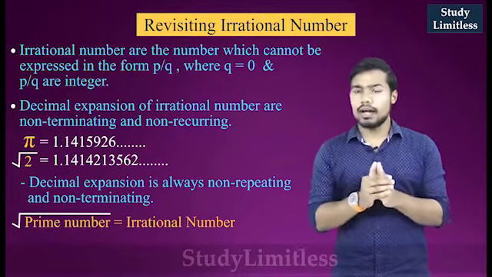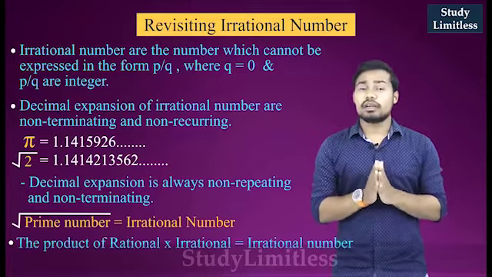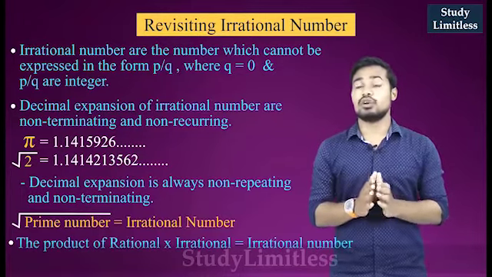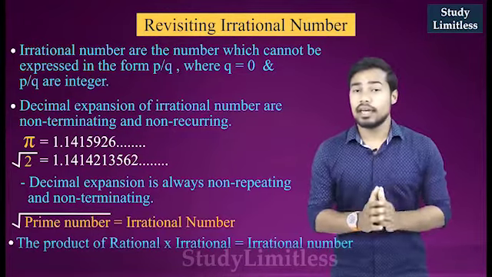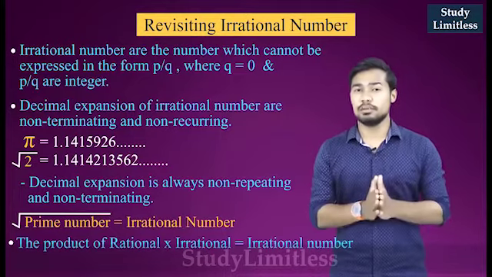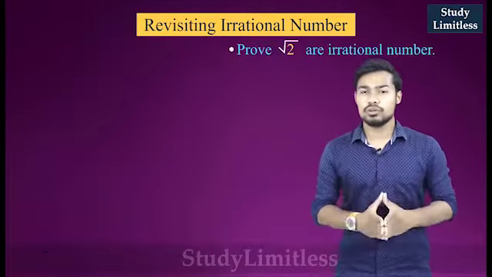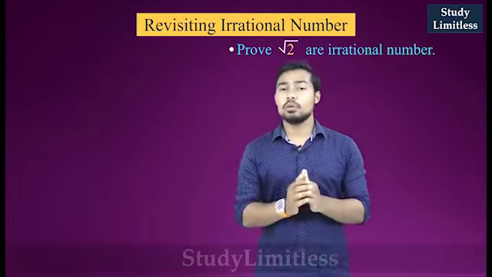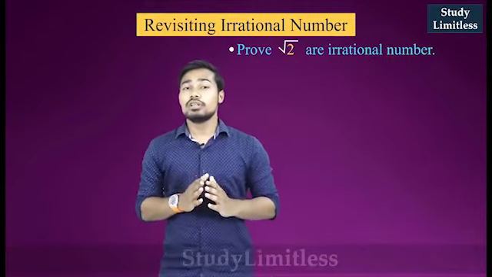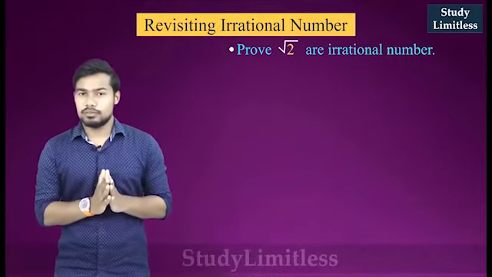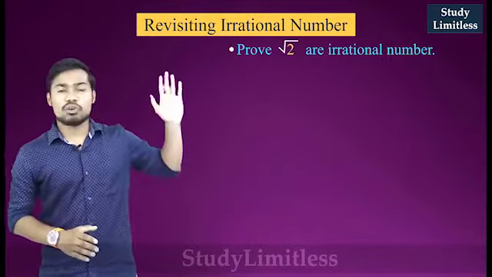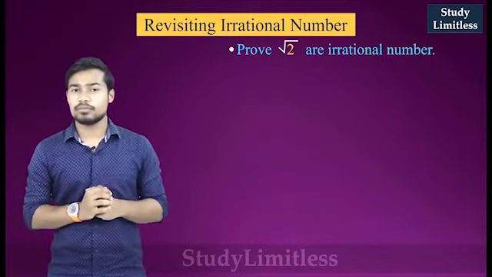We also know that the product of a rational and an irrational number is always irrational, except if the rational number is 0. Then the product will be 0. So in this session, we will discuss how we can prove numbers to be irrational numbers. So here, let us prove root 2 as an irrational number.